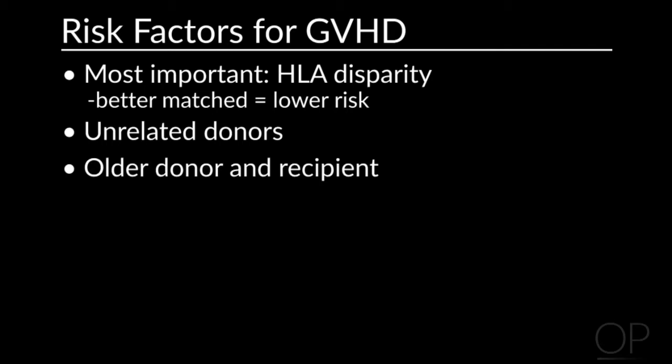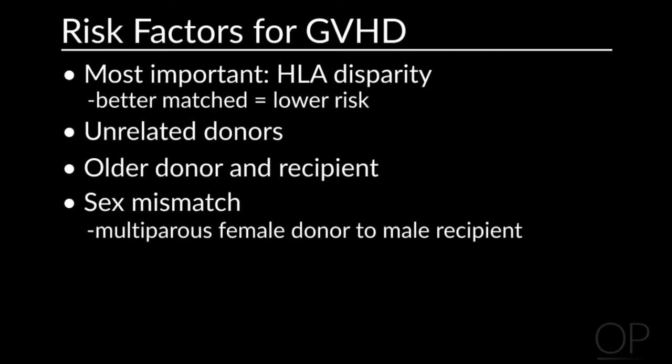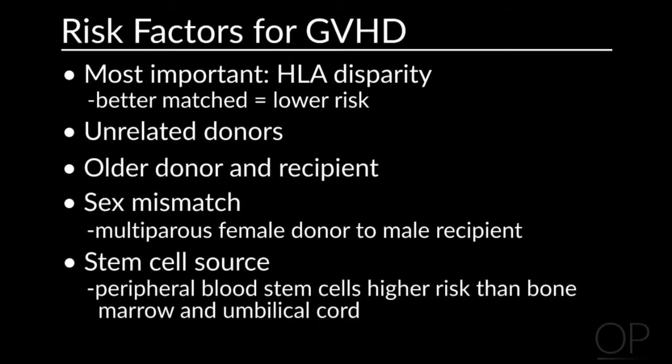Older donor and older recipient, so even within families, an older female donor is more likely to contribute to graft versus host disease than a younger, equally matched male donor. Sex mismatch, and this is especially true of multiparous women who donate into male recipients. The stem cell source, so as I've mentioned, peripheral blood stem cells having a higher risk of GVHD compared to bone marrow and umbilical cord.